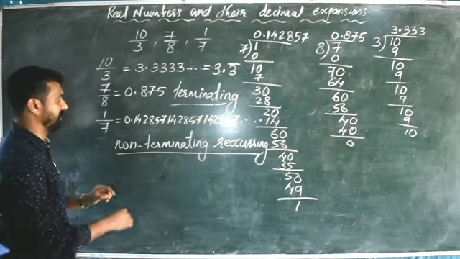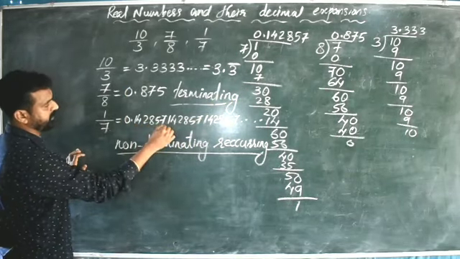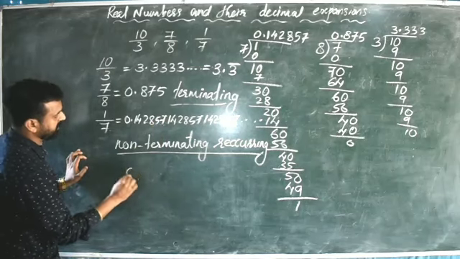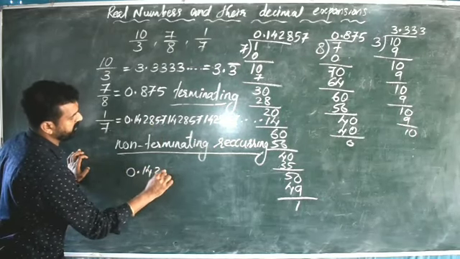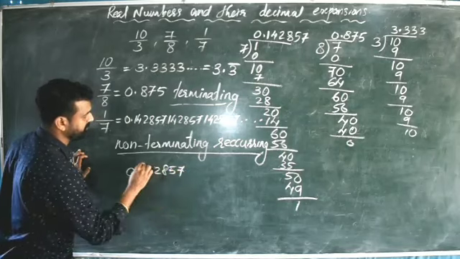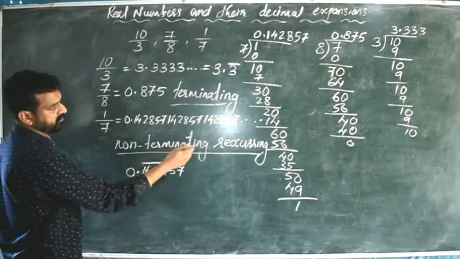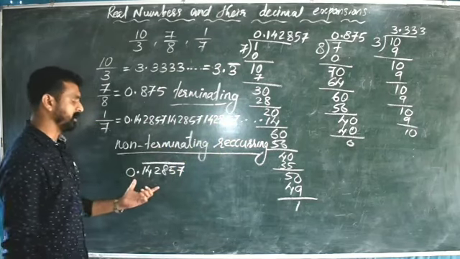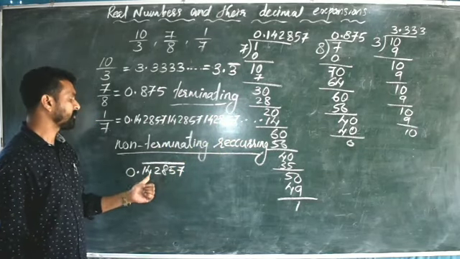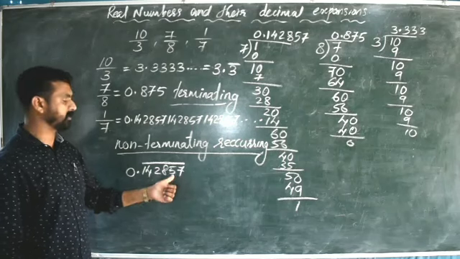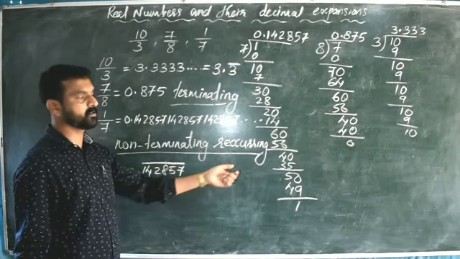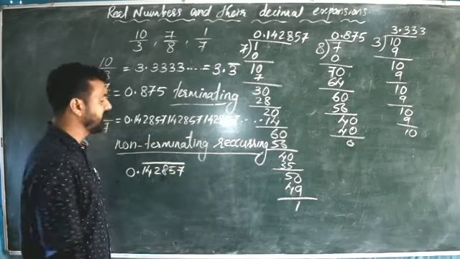How can we write that? We know that 0.142857 is repeating. So we can write 0.142857 bar. 142857 bar means it is a non-terminating recurring decimal, and 142857 is repeating, meaning 142857, 142857, 142857 repeats.